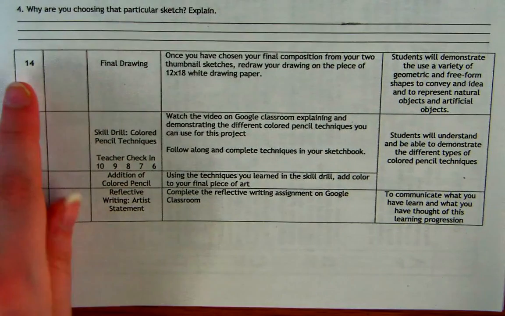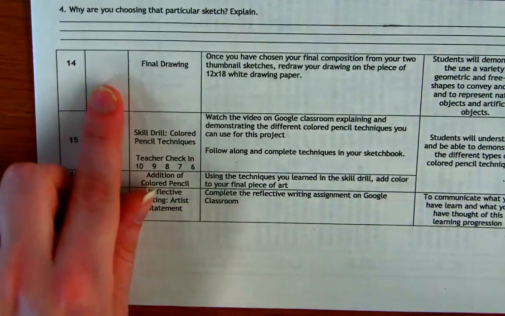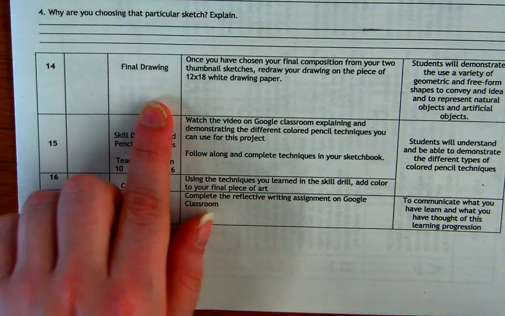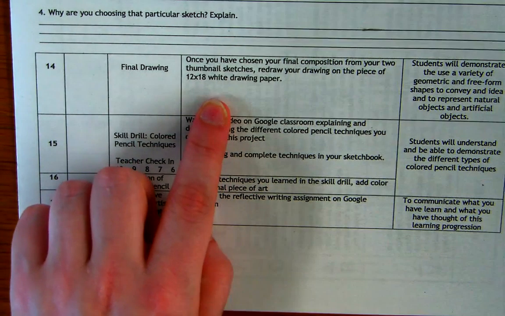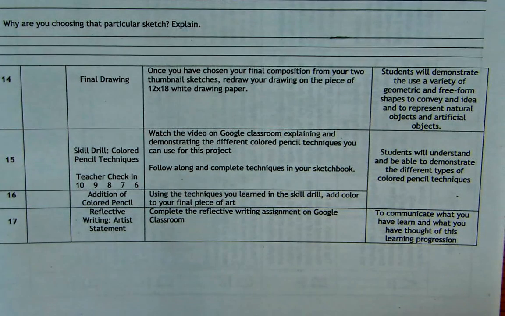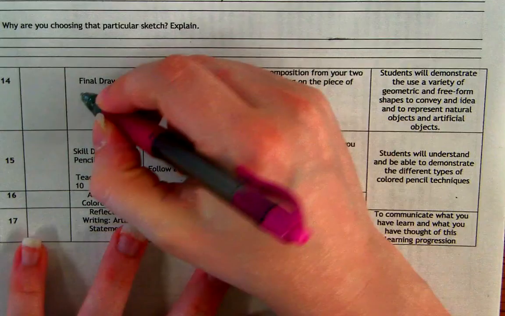Again, if you remember all the way up top, it tells you teacher check-in is this box. Yes, you have to check in with the teacher. Final drawing is your task. And what this states is, once you have chosen your final composition from your 2 thumbnail sketches, you're going to redraw that sketch on a piece of 12 by 18 white paper. This is the final piece.